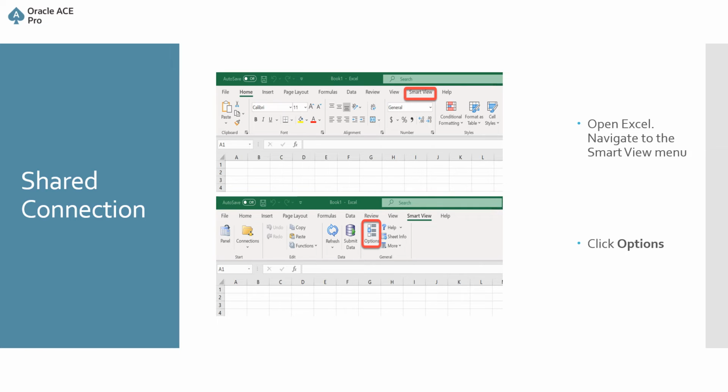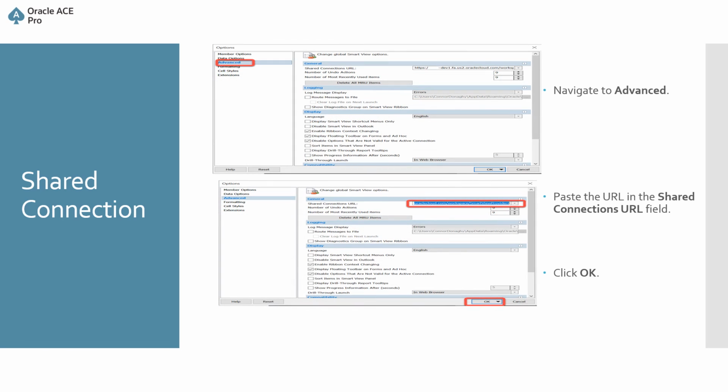So again, here's that navigation. We're in Excel. We're in the SmartView ribbon. We're clicking Options under that SmartView ribbon. Clicking Advanced. Okay. And then, again, the screenshot's a little small, so I apologize. But in that shared connections URL field, you can copy and paste that value in with SmartView providers and click OK. And then it's saved. Then you're good to go.